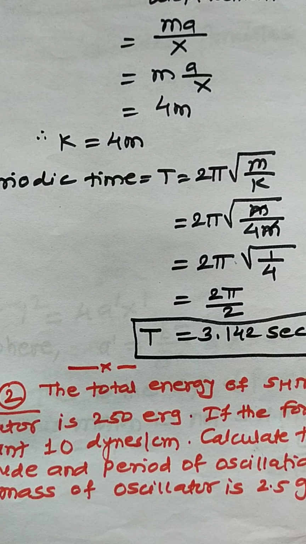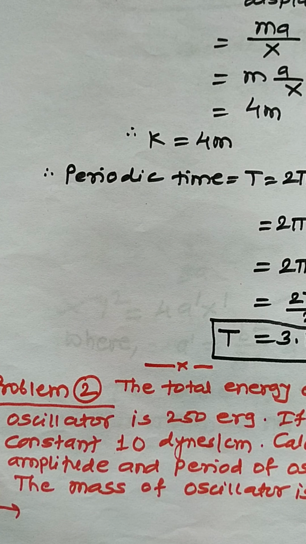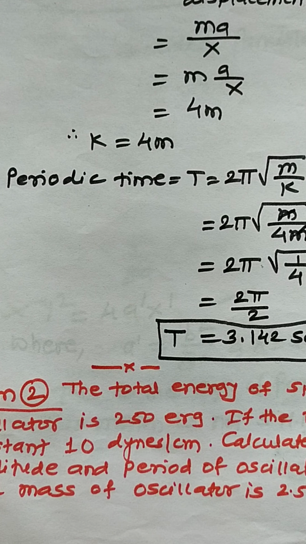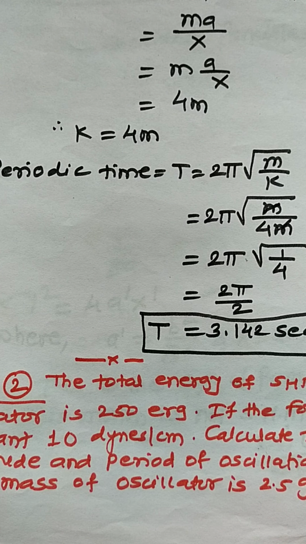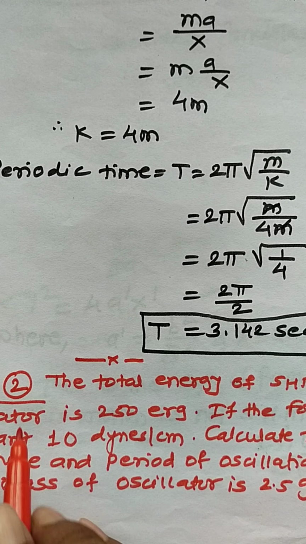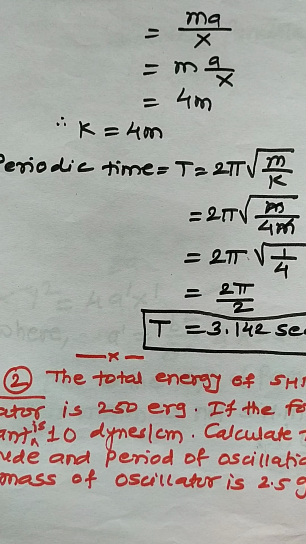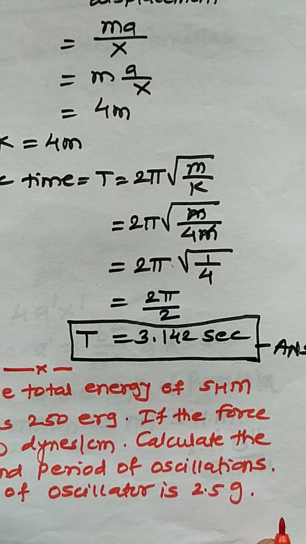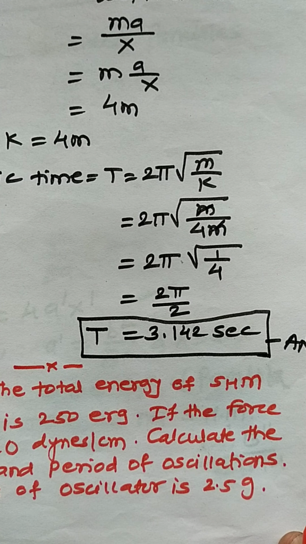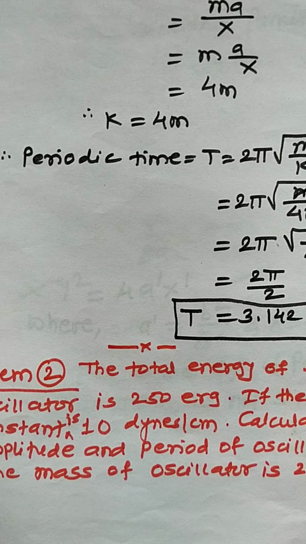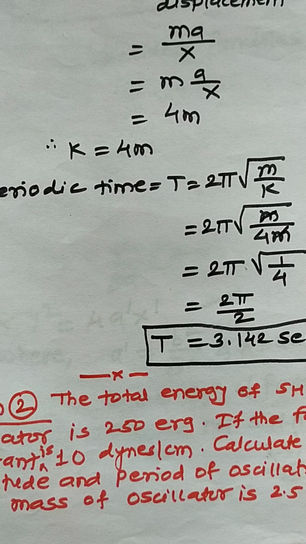Here the total energy of the SHM oscillator is 250 erg. If the force constant is 10 dynes per centimeter, calculate the amplitude and period of the oscillations. The mass of the oscillator is 2.5 gram. Okay, and here we solve this problem.